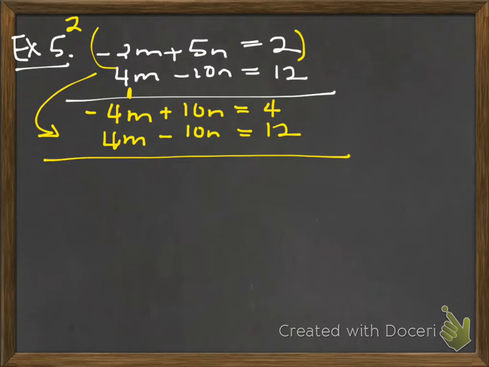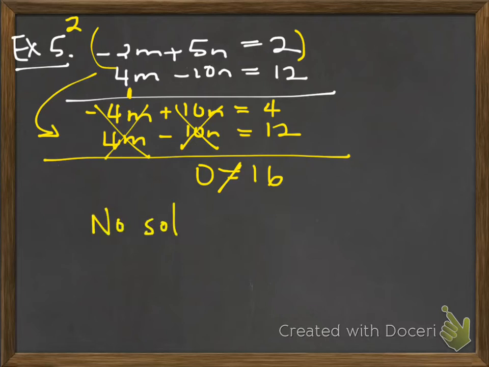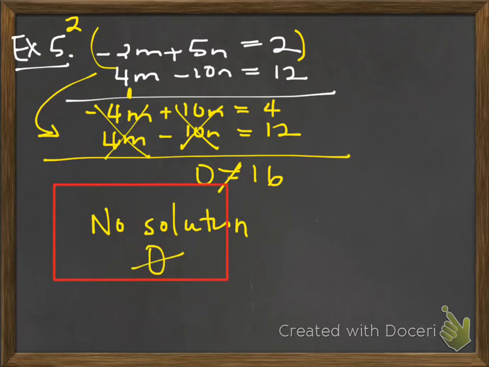So negative 4 and positive 4, those cancel. 10 and negative 10 cancel, leaving me with 0 over here. Equals 4 plus 12 is 16. 0 does not equal 16, so that doesn't make sense. If it doesn't make sense, then your answer becomes no solution. Okay, or again, that sign right there. It's called an empty set. And that's it.